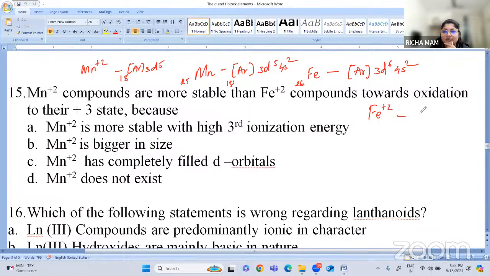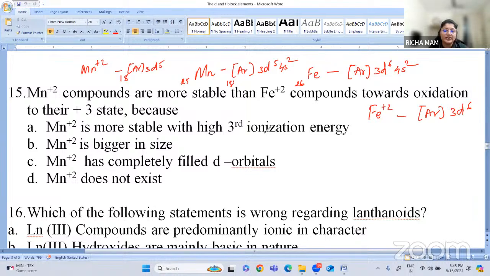Fe plus 2 will be what? It will be argon 3d6. Now, the compounds of Mn plus 2 are more stable than Fe plus 2 compounds towards the oxidation to their plus 3 state.